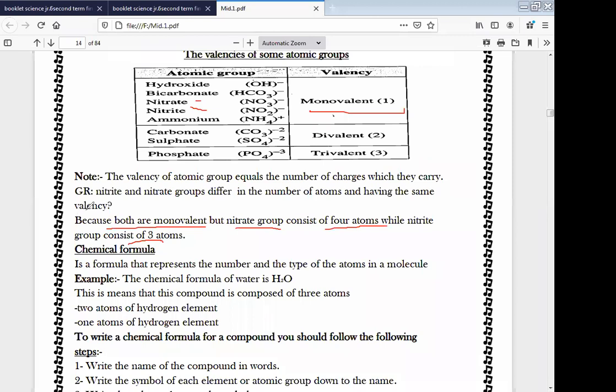Why do they have the same valency? Because both of them are monovalent, okay? But nitrate, NO3, 3 O and 1 N, consists of 4 atoms, while nitrite, NO2, 2 O and 1 N, consists of 3 atoms. Understand, middle one? Understand?